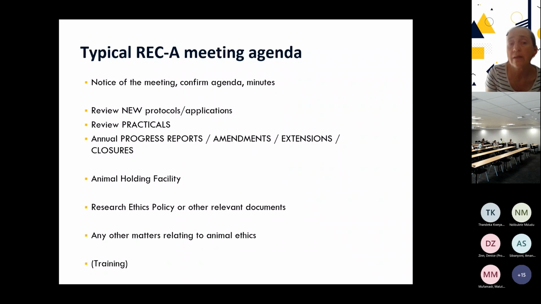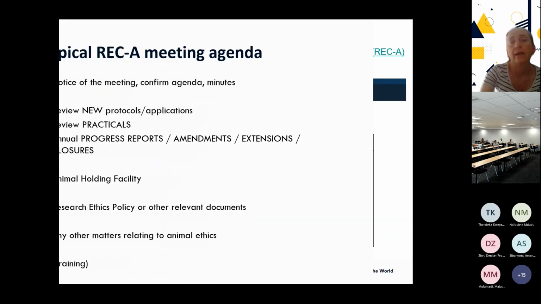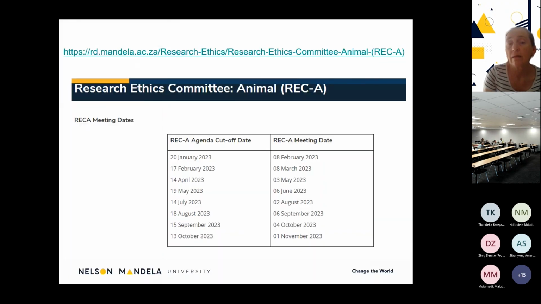And then also, obviously, we need to undergo training, because we are in this committee as sort of experts. We need to know, and we need to update ourselves with the latest developments. So there's also training for us on a regular basis. Okay, so the committee meets 8 times a year. Before the meeting, there's a cutoff date for documents to be submitted to the committee. And again, if any of you are involved in any study related to animals, you're welcome to contact me.